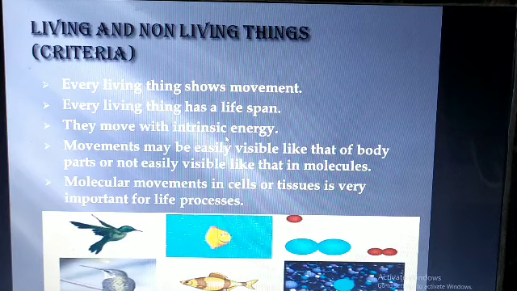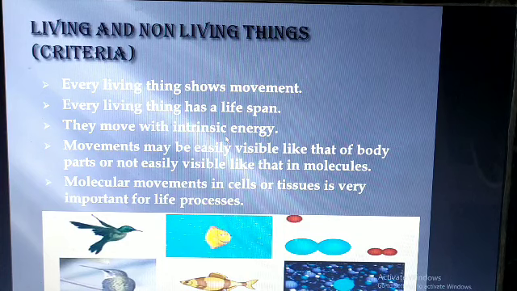Here in our body, the movements can be of two kinds. First movement is like the body parts. You move your hands to pick up your pencil, to pick up your book, to fight, to smile. So body parts are moving, so it's visible. So that movement can be visible easily.